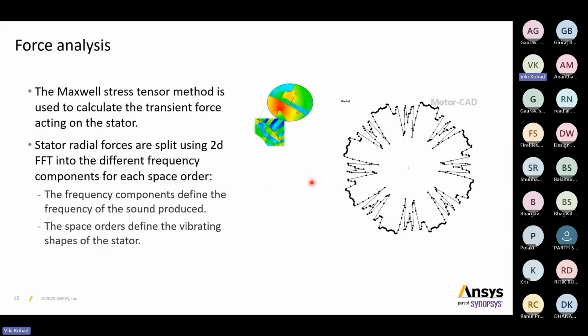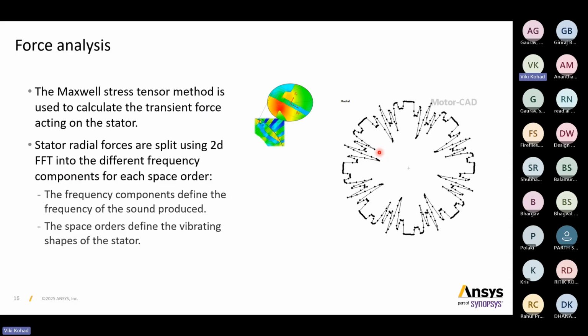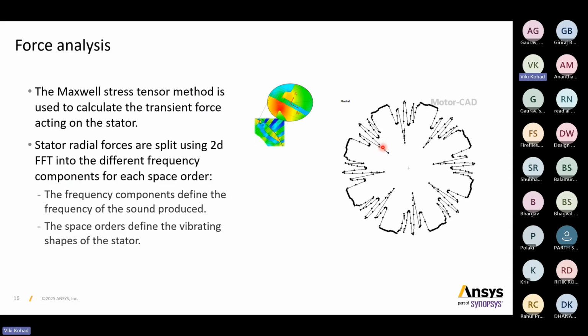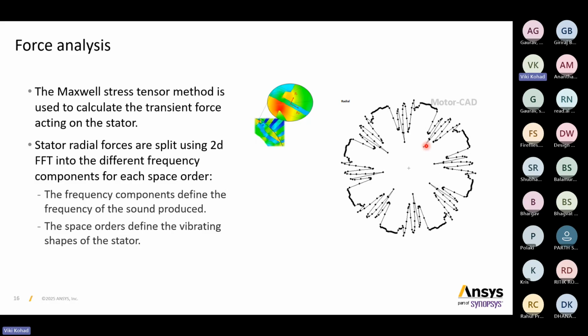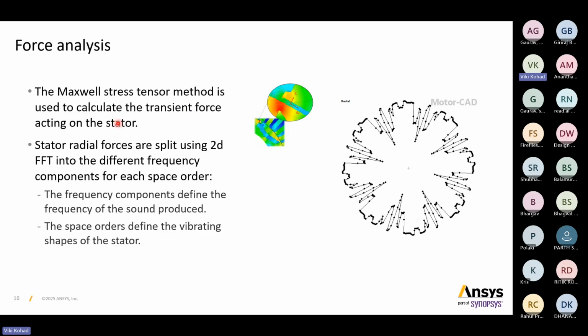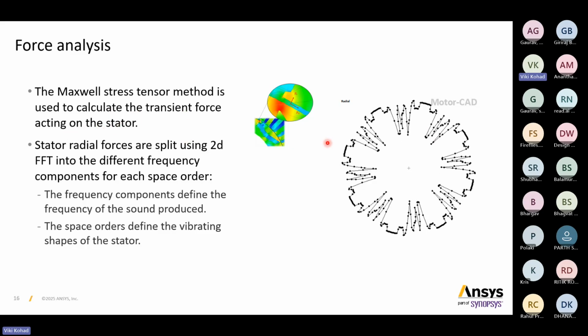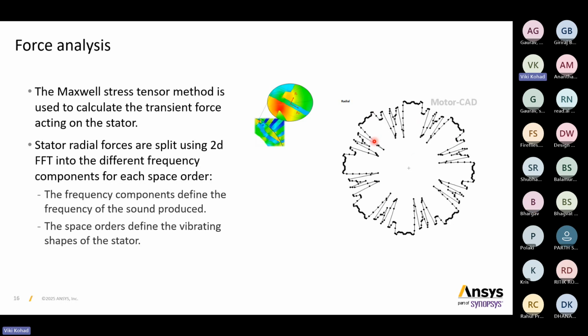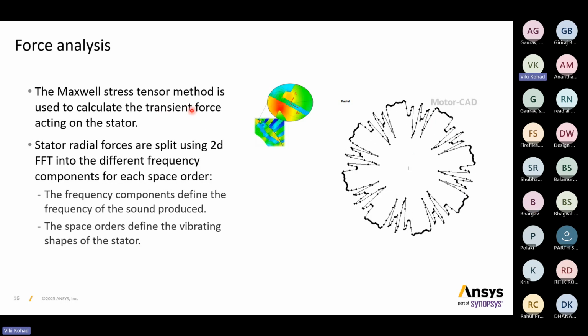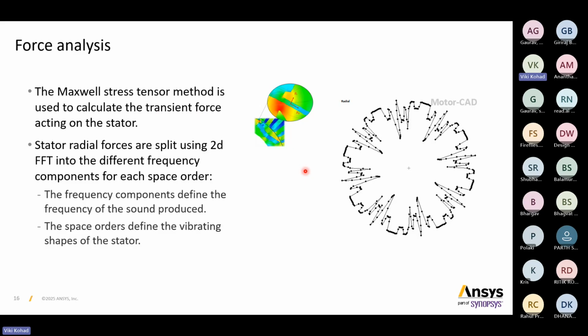Now here you can see the patterns, how the radial forces are applying on the stator part. It uses Maxwell. Here is the transient force acting on the stator, and how the transient force looks. These are the radial force values, the transient radial forces you can see.